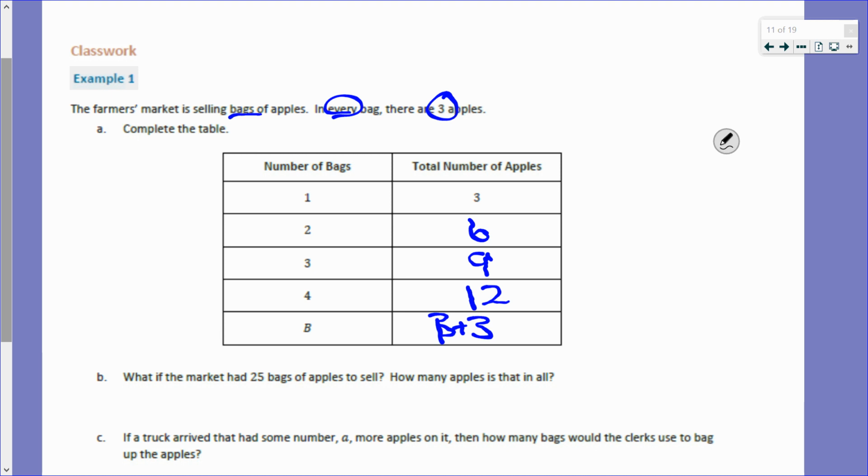Kyla's raising her hand. It says 1 and then it says 3, so wouldn't it be plus 2? Let's try that, because our 3 already didn't work. B plus 2. So 1 plus 2 is 3. 2 plus 2 is 6. 3 plus 2 is 9. No? So we still don't have it right?